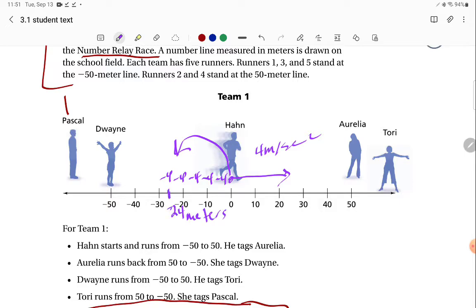Because where was he 6 seconds earlier? That's back in time. So when you would take 4 meters per second times 6 seconds earlier, that's why we have a negative. That's where the negative 24 comes from. And let's label everything. So he's at the negative 24 meter point.